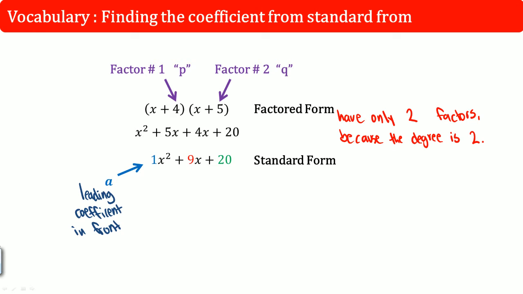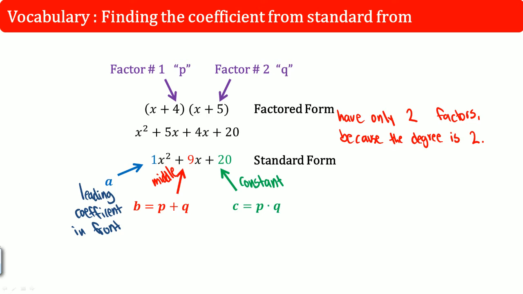B, which is in the middle, is B. The interesting part about the middle is that it's going to be P plus Q. Then the last one is the constant, and that is going to be P times Q.